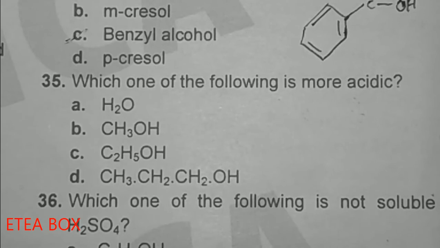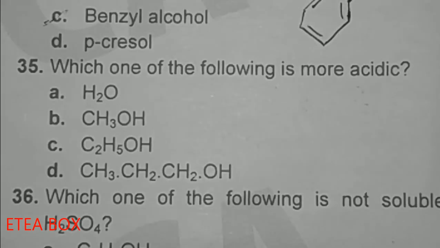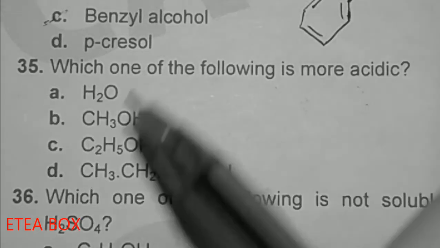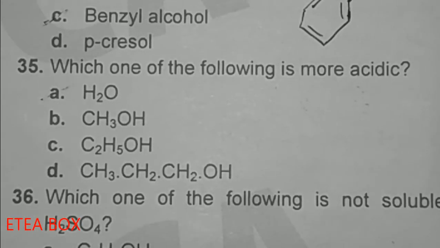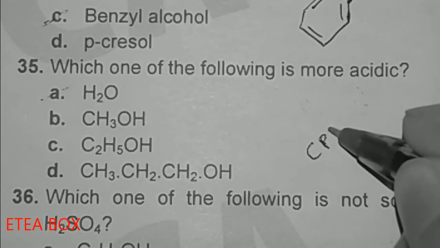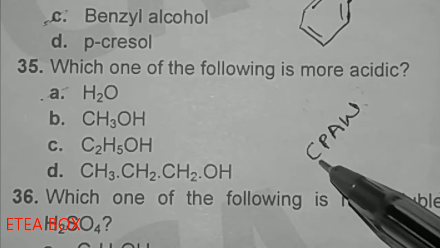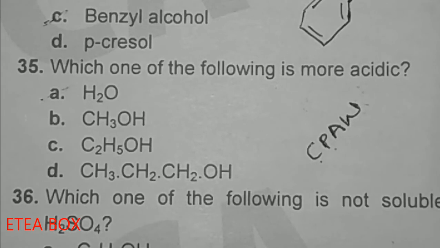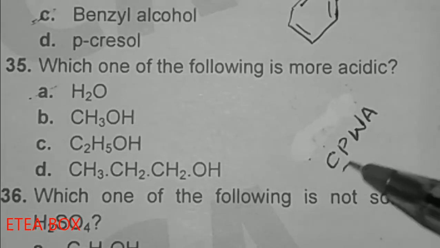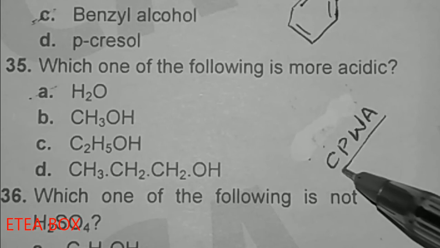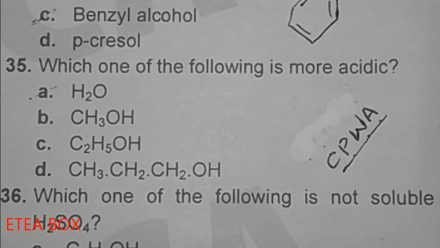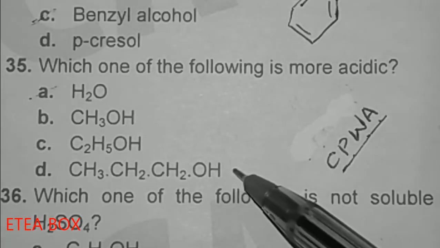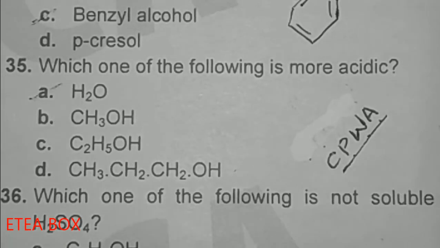Which one of the following is more acidic? Here we know that water is more acidic as compared to alcohol, so option A is correct here. Look, the order is like CPAW: carboxylic acid, phenol, water and alcohol. This is the pattern. First acidity is of carboxylic acid, then phenol, then water, and the next one is alcohol. These three are alcohols, that's why option A is the correct one.